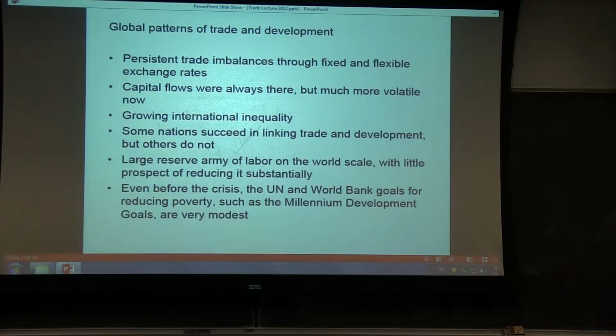Thirdly, over time, you see growing international inequality. You see some nations succeeding in linking trade and development, and therefore taking advantage of it, and others suffering from exposure to trade. You see a large reserve army on the world scale with little prospect of reducing it. We talked about this a couple of lectures ago, that the idea of the reserve army is that it's a global phenomenon, not a local national phenomenon. And even before the 2008 crisis, the goals for reducing poverty on a world scale were already very modest and not hugely successful either.